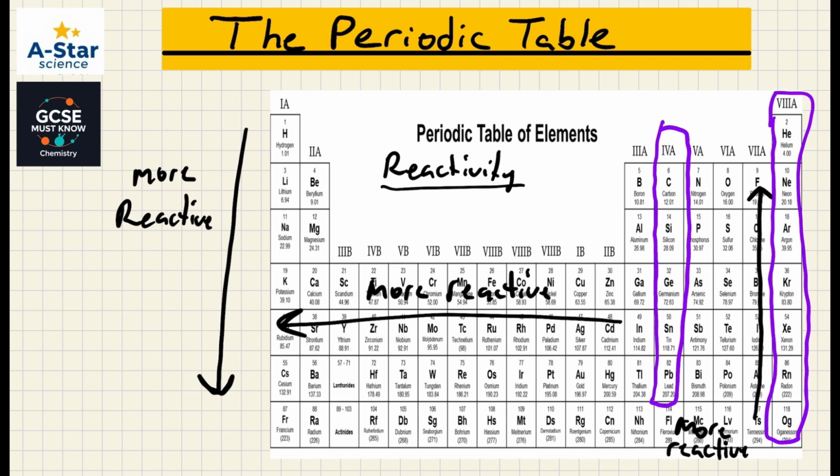So something like francium, far to the left and far down the bottom as a metal, is extremely reactive. In fact, it doesn't really exist in nature, and when it does, it's so unstable that it quickly reacts with things that are around it. And on the nonmetal side, something like fluorine is incredibly reactive as well.